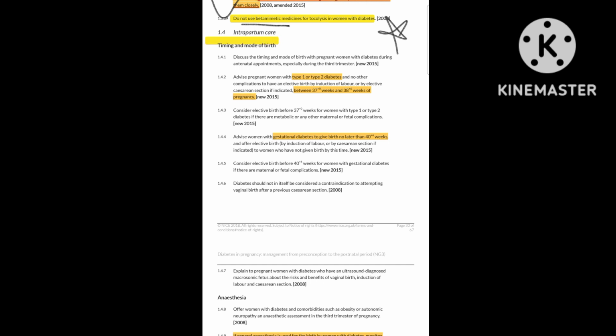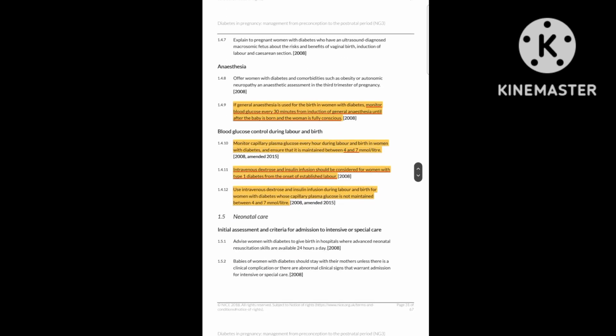Time and mode of birth, intrapartum care. Advise pregnant women with type 1 diabetes and no other complications to have an elective birth by induction of labor, or by elective C-section if indicated, between 37 plus 0 and 38 plus 6 weeks of pregnancy. Consider elective birth before 37 weeks for women with type 1 diabetes if they are metabolically unwell or there are maternal or fetal complications. Advise women with gestational diabetes to give birth no later than 40 plus 6 weeks, and offer elective birth by induction of labor or by C-section to women who have not given birth by this time.